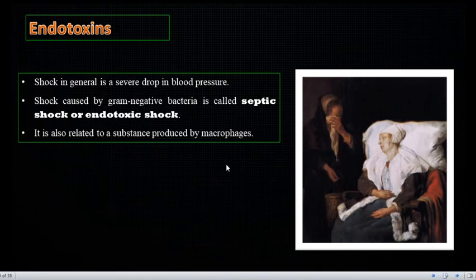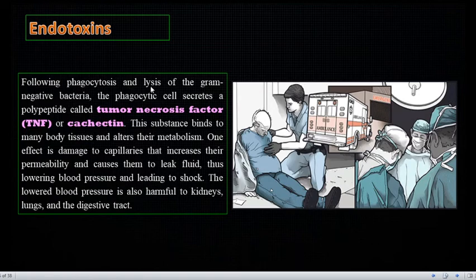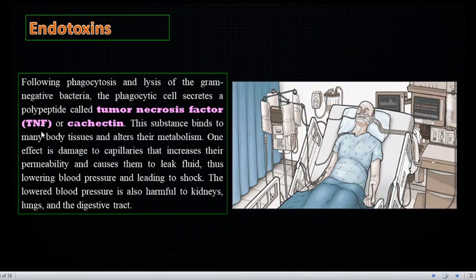Next, okay. The shock in general is a severe drop in blood pressure. So, pwede ka rin magkaroon, kung kanina fever, ngayon naman shock. Okay? Ang shock natin characterized by a decrease in blood pressure. Now, the shock caused by gram-negative bacteria is called septic shock or endotoxic shock. Okay? Now, it is also related to a substance produced by your macrophages. Following phagocytosis and lysis of the gram-negative bacteria, the phagocytic cell secretes the polypeptide called tumor necrosis factor or TNF, also called as cachectin. Okay?